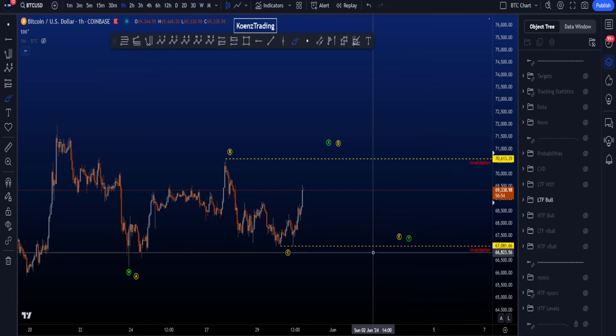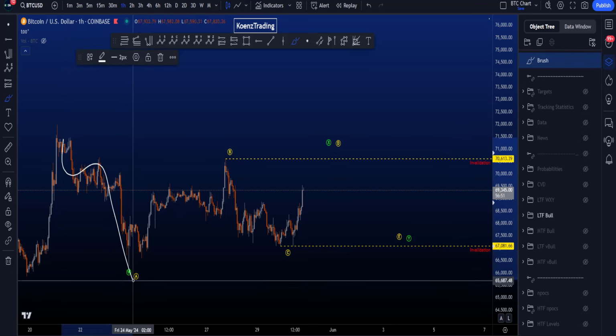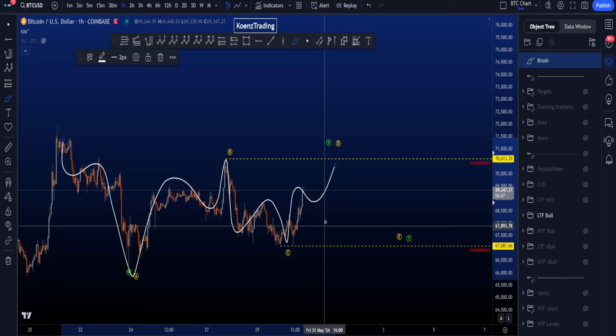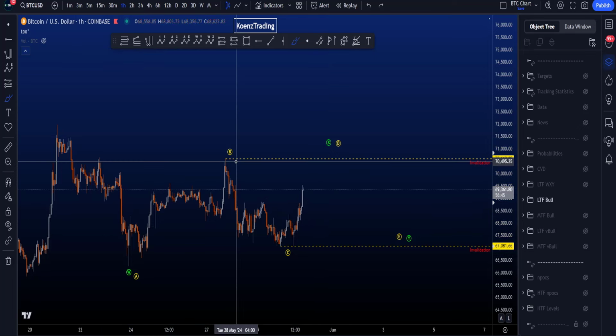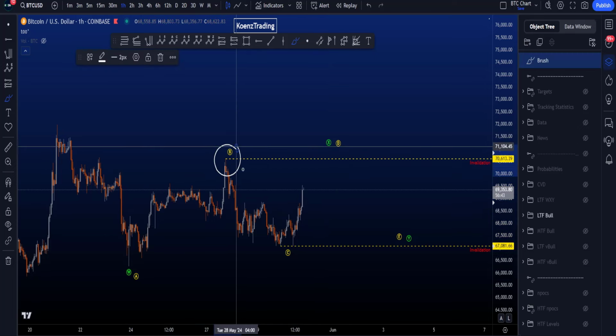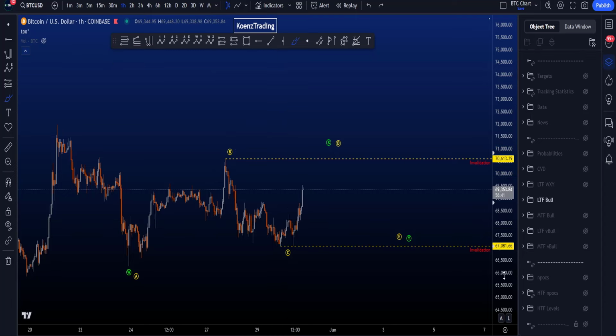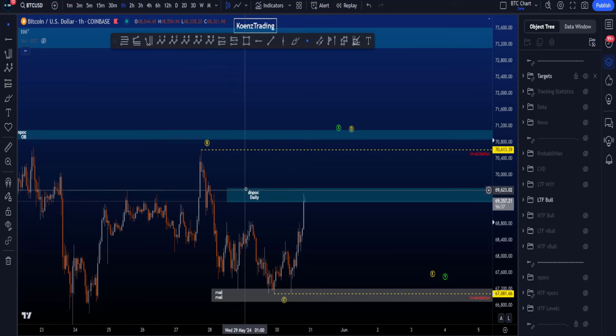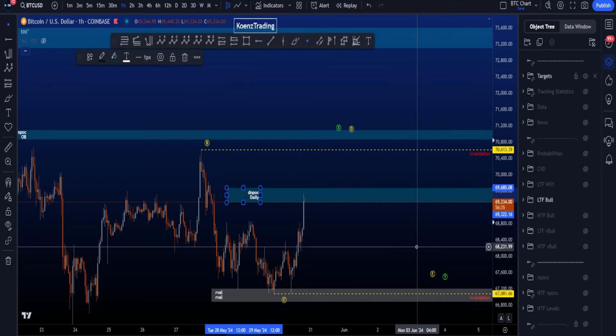Looking at the yellow count, we're looking for a triangle: 3-wave A, 3-wave B, a 3-wave C, and then eventually now a 3-wave D towards the upside. The invalidation is price moving above wave B at 70.6k. Currently, we are also at resistance, the blue box here, sitting between 69.3k and 69.7k.